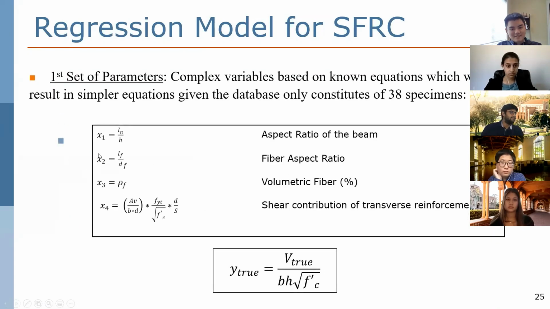Next up, we have the 4 main parameters that I took to model. First, we have the aspect ratio, the x1, x2, the fiber aspect ratio, the volumetric fiber ratio, and the shear contribution of transverse reinforcement. The experimental value was divided over b h square root of f prime c, and I'm modeling for y sub true based on these 4 parameters.